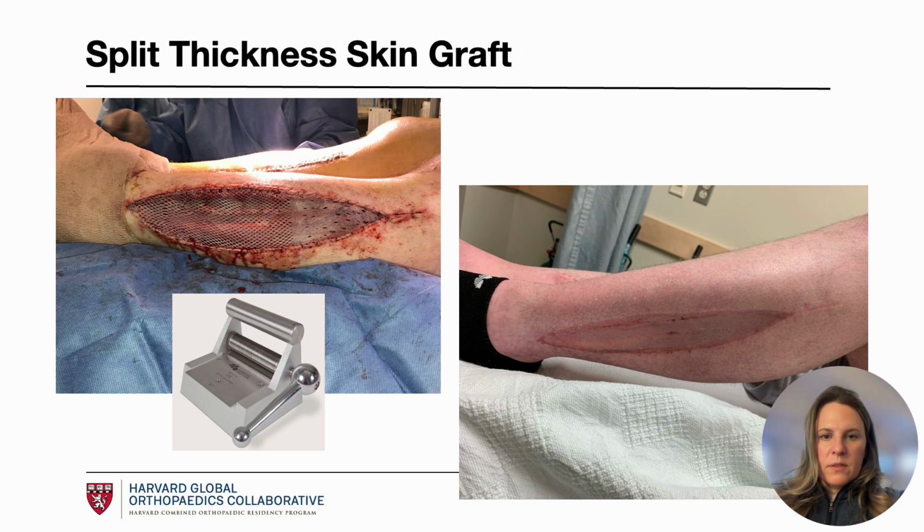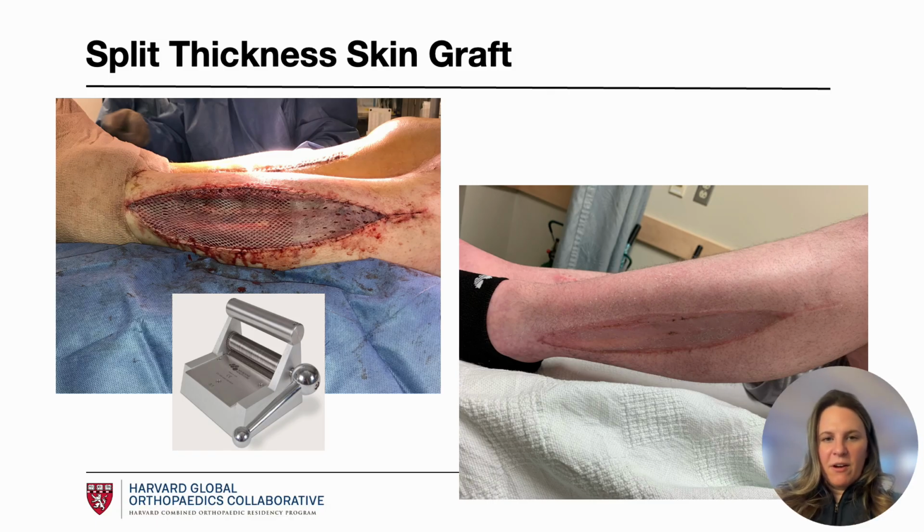We mesh our skin grafts most often. This helps allow for fluid egress that would otherwise accumulate under the graft. It also allows you to harvest a smaller graft that can be spread out over a wound. We do that with what's called a Brennan mesher, shown here on the bottom left.